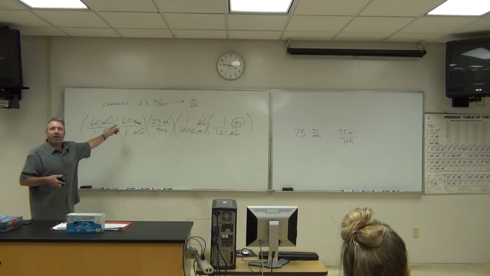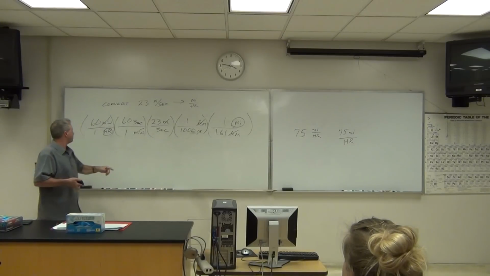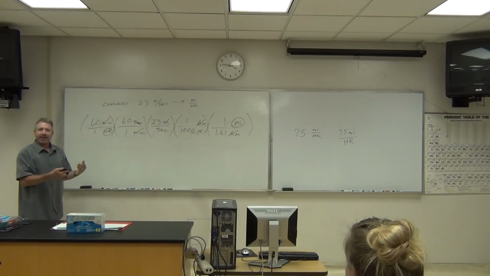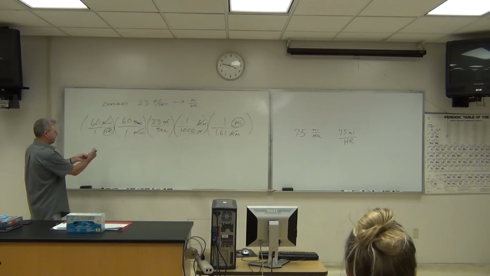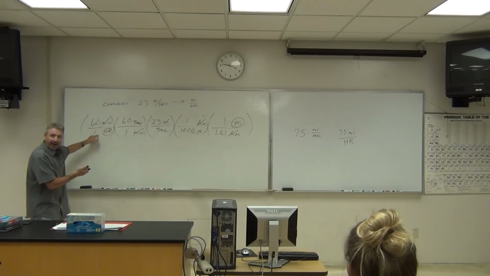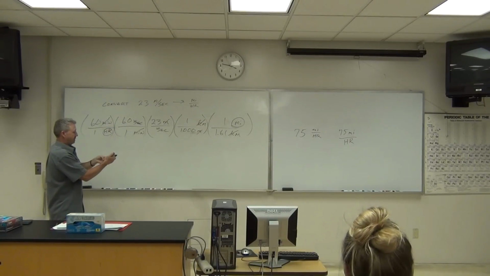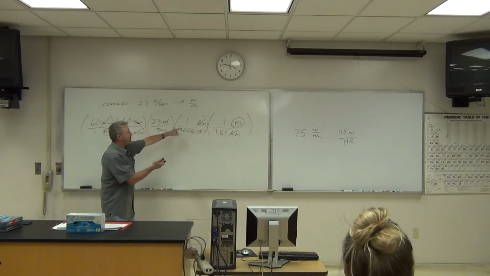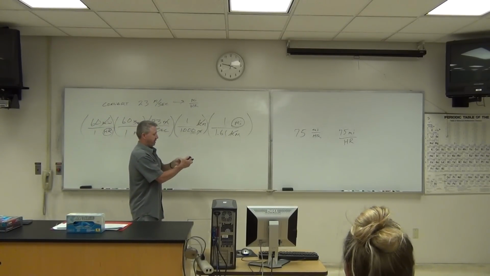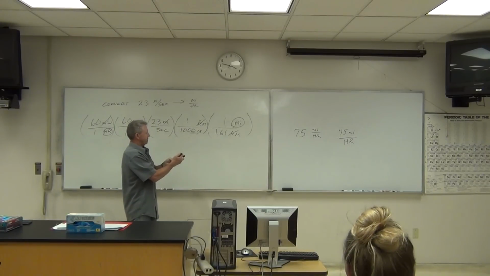Just do what you're told to do in one straight, solid set of keystrokes. I'm not going to divide or multiply by 1 because it doesn't change the answer. So I would go 60 divided by 1, but I'm not going to do it, times 60, times 23, divided by 1,000, divided by 1.61.